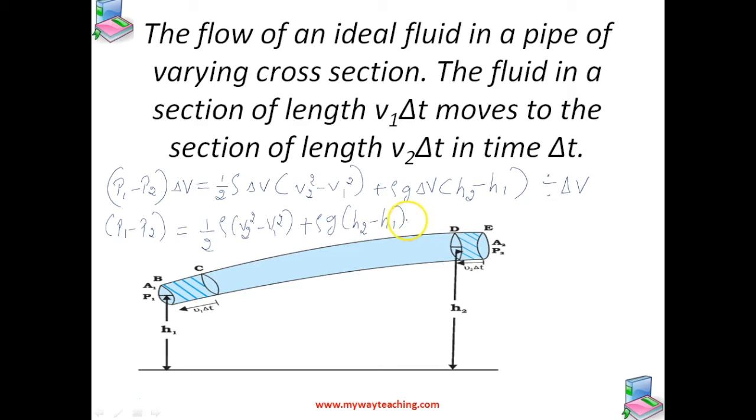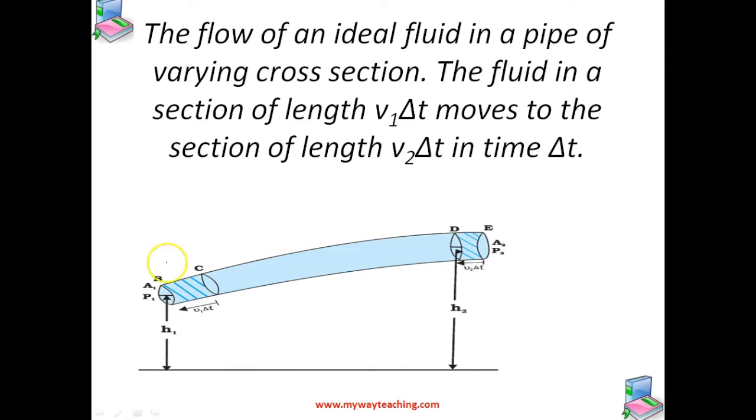We can rearrange the above terms to obtain the equation: P1 plus 1 by 2 rho V1 square plus rho g H1 is equal to P2 plus 1 by 2 rho V2 square plus rho g H2. This is the Bernoulli's equation.